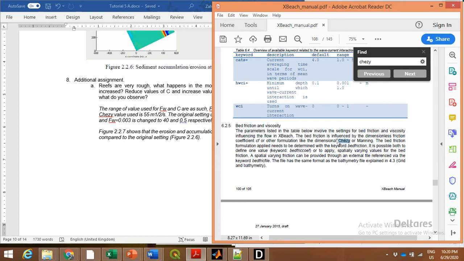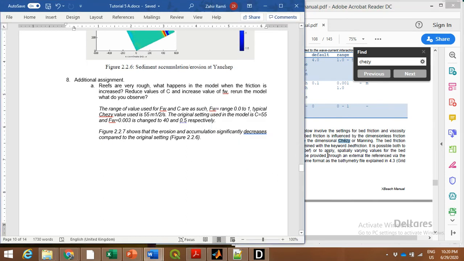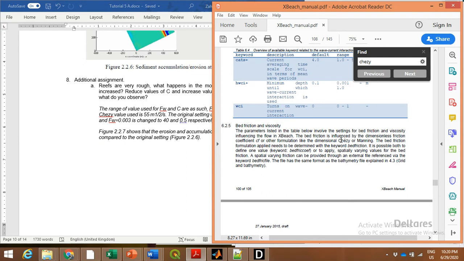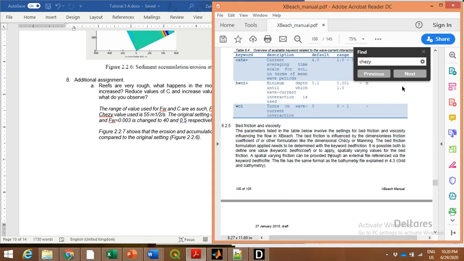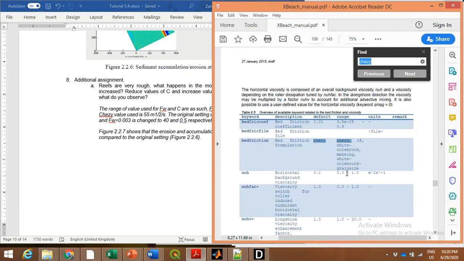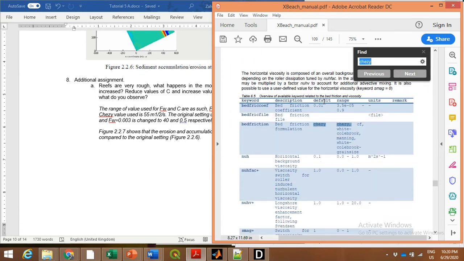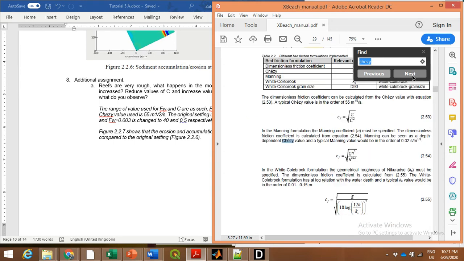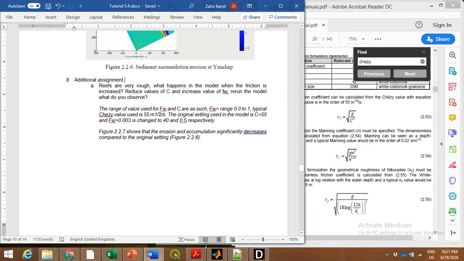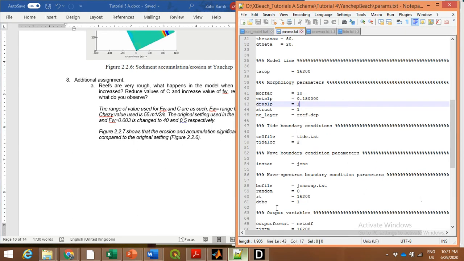So, this number. But you have to remember, you do not change the number according to what you think is good. You have to make sure, for example, you go here, bed friction, default Chezy range. You have to know the range. There's a default value in everything. Okay, Chezy is fine. The value of C. Go back to C.